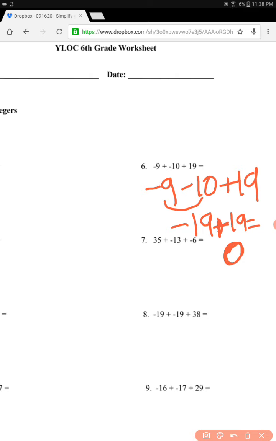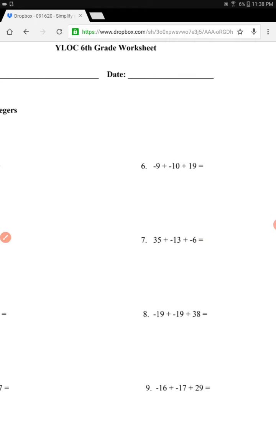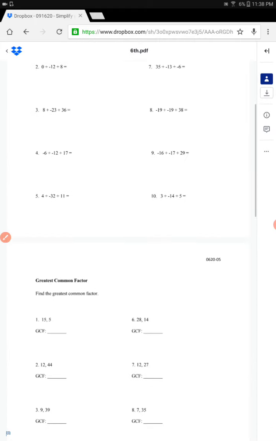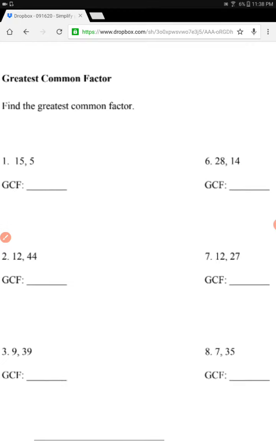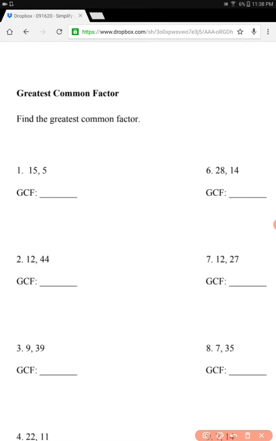Alright. Next page. As you probably know already, greatest common factor. So for this, we'll start by listing the factors out.